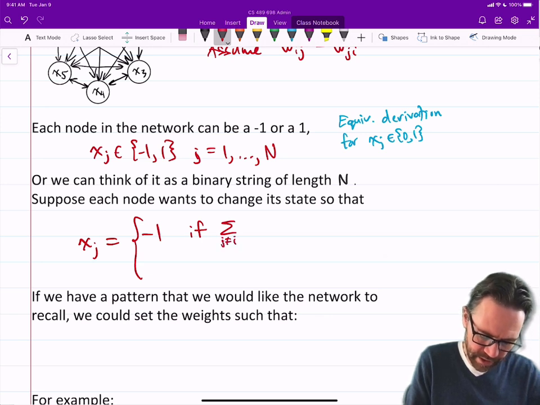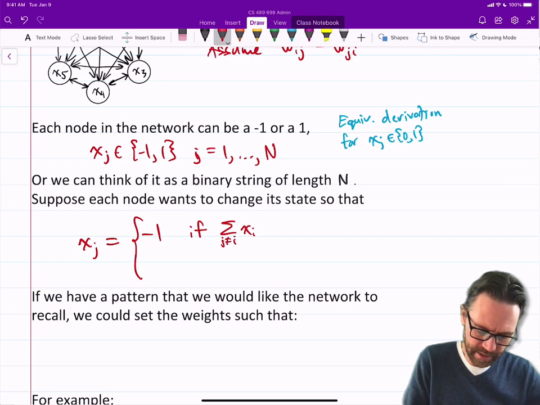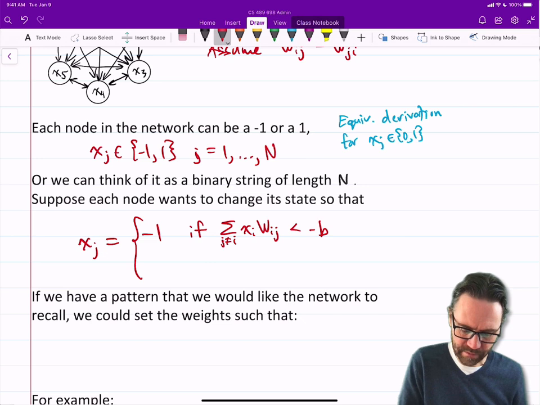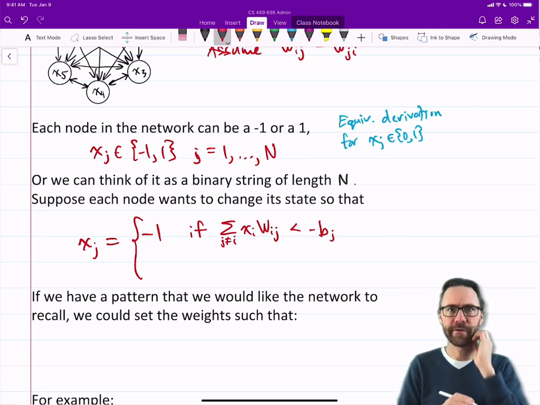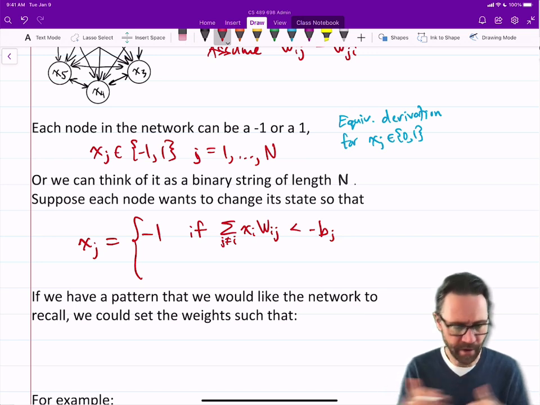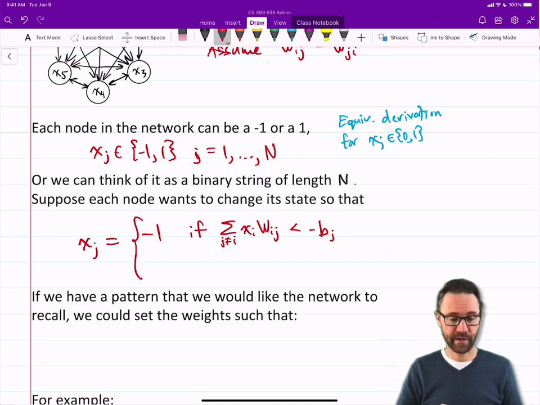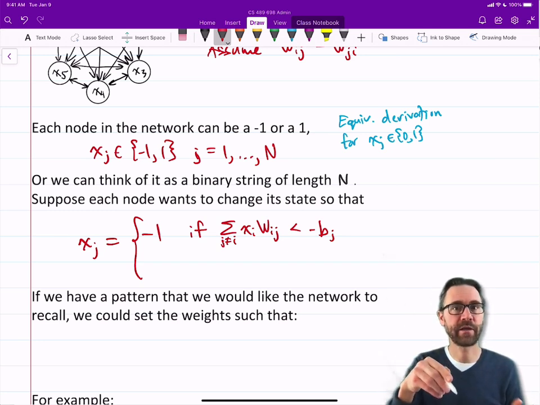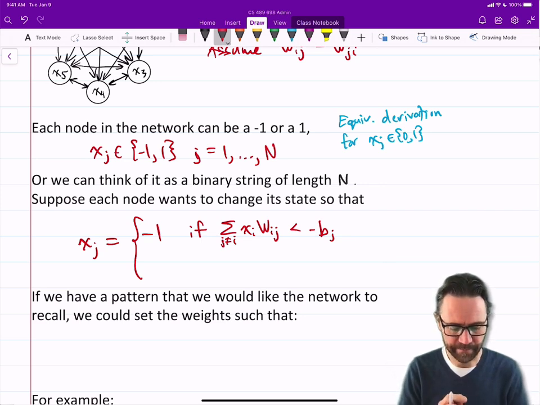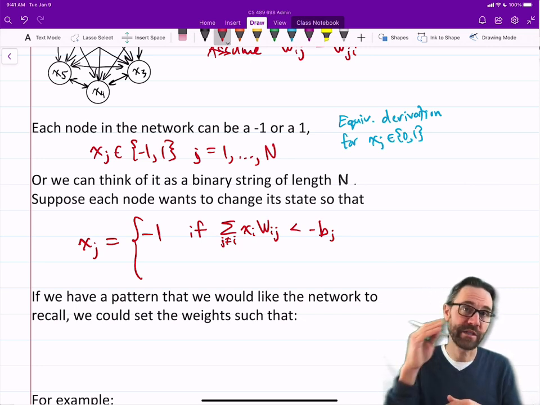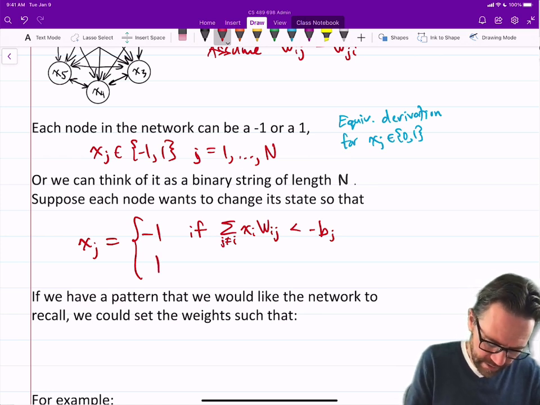Oops, j not equal to i. So the sum of x_i w_ij is going to be compared to some threshold, which I'll talk about in a second. What I have here is the sum of the inputs coming from all the other nodes, xi. We don't have each neuron feeding back to itself, so j is not equal to i. But if the incoming current from all the other neurons is less than some threshold, which I'm just calling -b sub j, then we set the node to -1. Otherwise, we set it equal to 1.